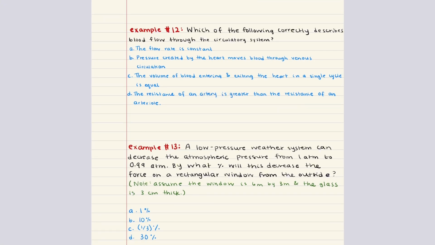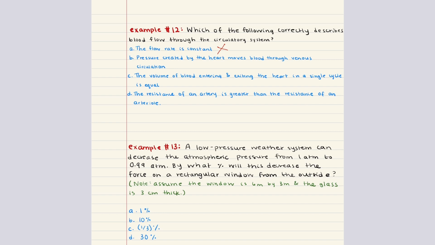Problem 12 says, which of the following correctly describes blood flow through the circulatory system? A says that the flow rate is constant. This is incorrect. The flow rate through different sections of the circulatory system is not constant. It can vary in different parts of the system depending on factors like cross-sectional area and blood pressure. So A is incorrect. B says pressure created by the heart moves blood through venous circulation.